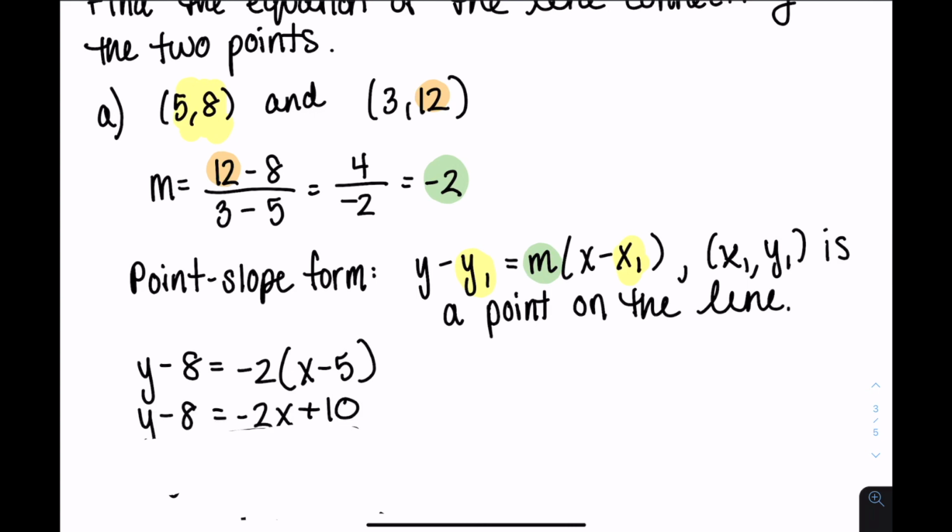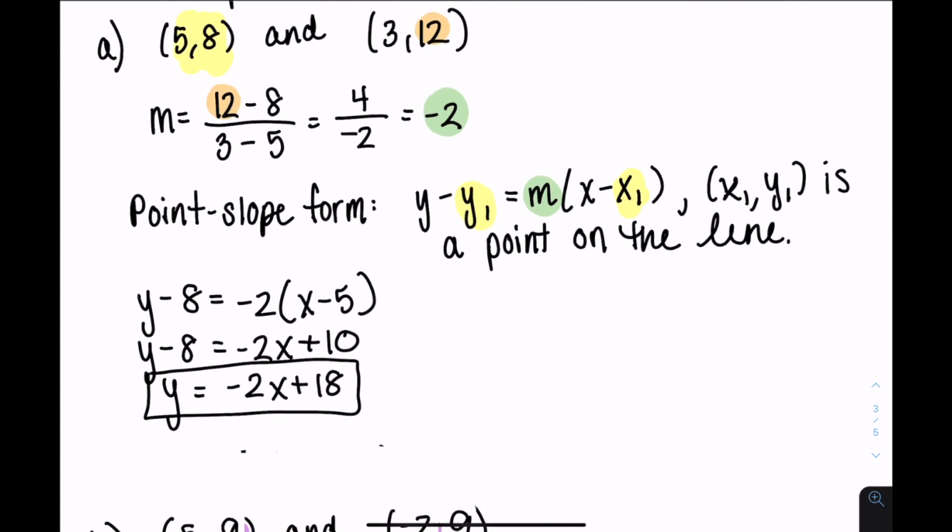So let's go ahead and distribute that -2 to get -2x plus 10. Add the 8 over, and we get the line is equal to -2x plus 18. So our slope would be -2, and our y-intercept is the point (0, 18). So the point slope form is great for helping you write the equation of the line, but slope intercept is much better for actually graphing it.